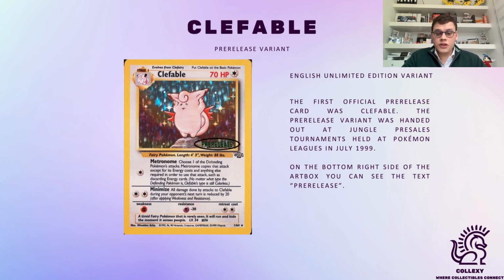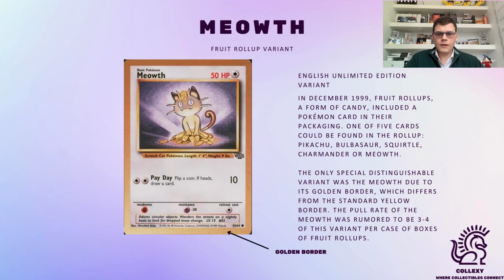This was also the first official pre-release card, which was distributed at jungle pre-sale tournaments held at the Pokémon Leagues in July 1999. On the bottom right side of the art box, you can see the text pre-release. You might remember that we have discussed the Raichu with the pre-release stamp in the base set episode. However, that Raichu was erroneously printed with the pre-release stamp and is therefore considered to be an unofficial release. Thus, this makes Clefable the first card that basically carries the pre-release stamp.